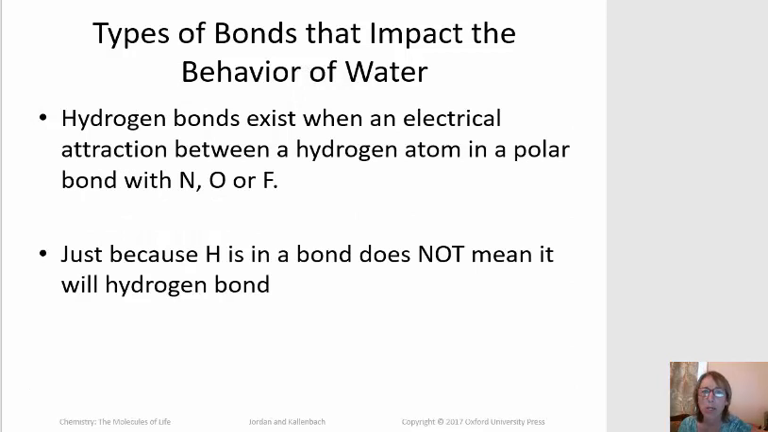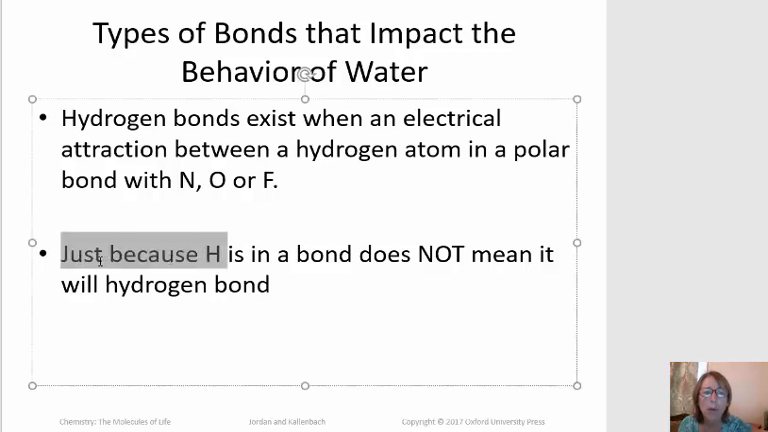Now, hydrogen bonding occurs when there is an electrical attraction, so that just means the attraction between a positive and a negative, and it can be a partial positive and a partial negative, between a hydrogen atom that must be in a polar bond with nitrogen, oxygen, or fluorine. So anytime a hydrogen directly bonds with nitrogen, oxygen, or fluorine, hydrogen bonding can occur. So that's the case with water.